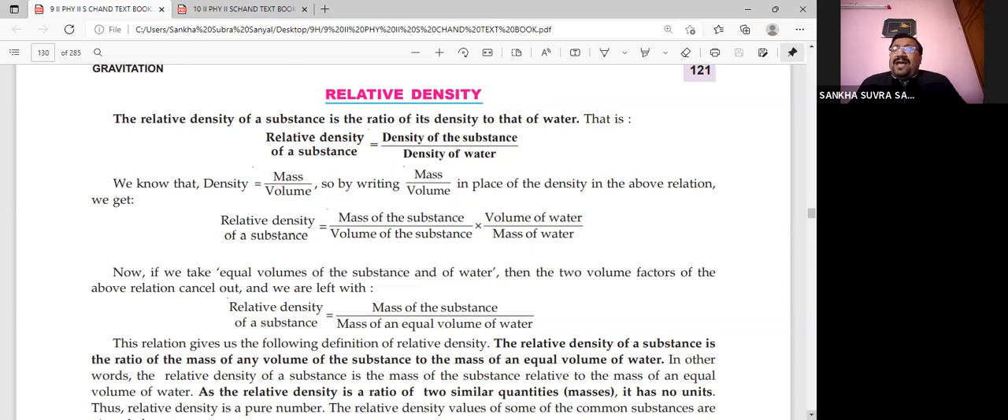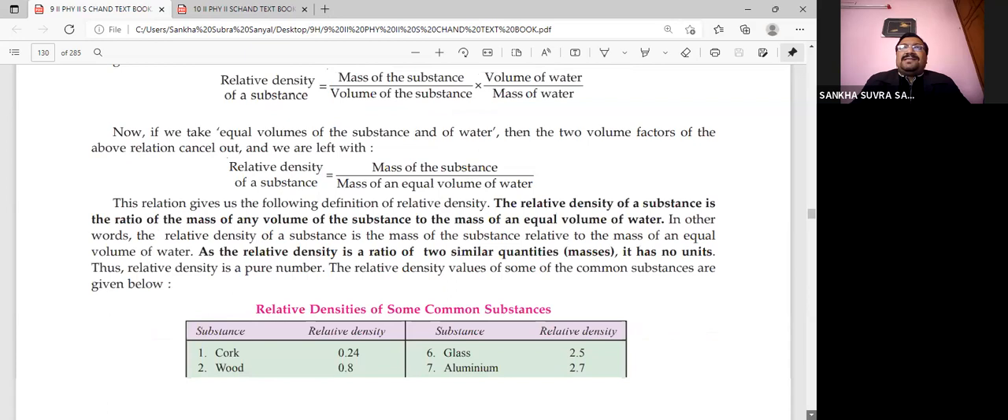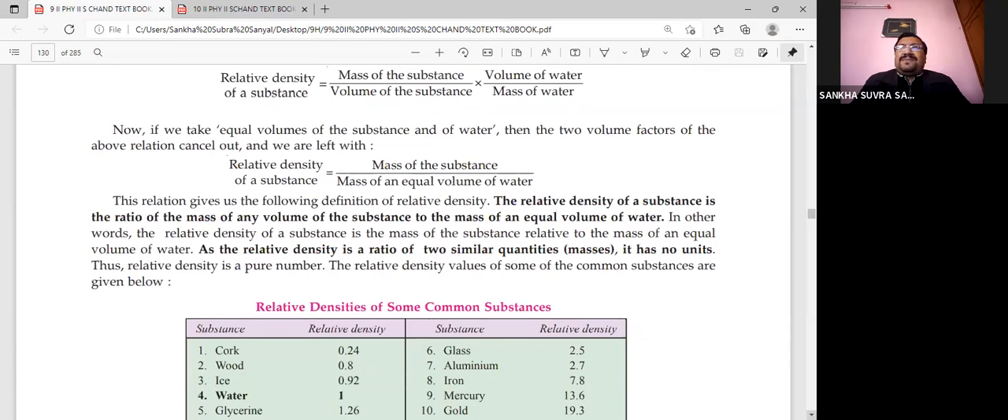So, as seen on the screen, the relative density of a substance is the mass of the substance by the volume of the substance, multiplied by the volume of water by the mass of water. After they get cancelled off, the relative density of a substance can be described as the mass of the substance by the mass of water. Which water? An equal volume of water. So the relative density of a substance is the ratio of the mass of any volume of the substance to the mass of an equal volume of water.